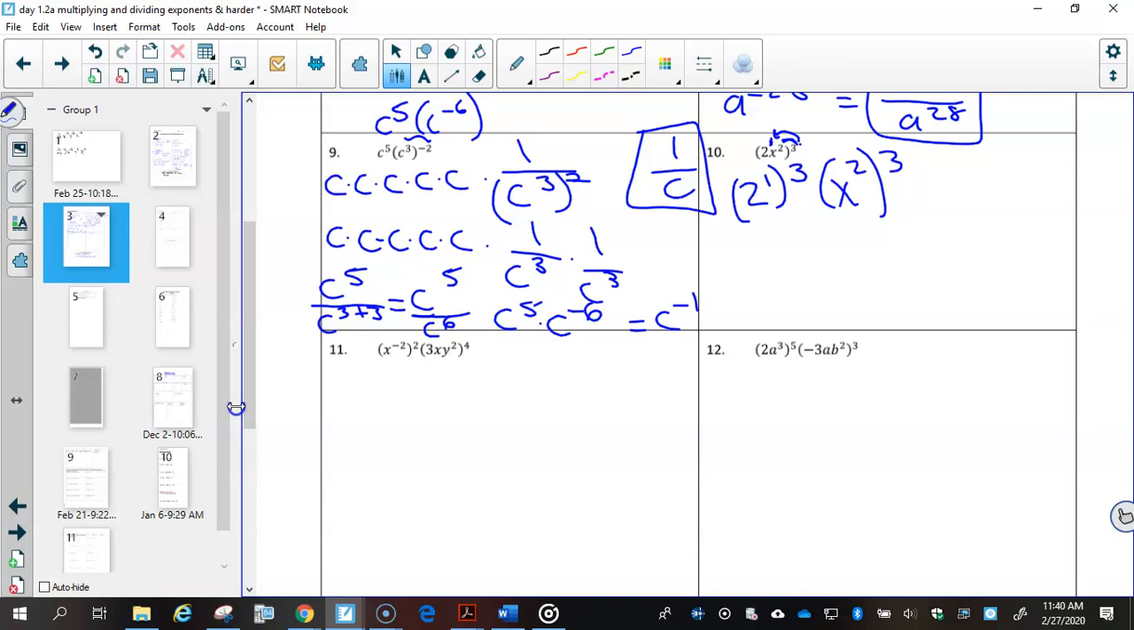You could separate it, you don't need to. I would do this only for practice so that you remember it goes to both and not just one of them. 1 times 3 is 3, so that'd be 2 to the 3rd. 2 times 3 is 6, so that'd be x to the 6. What's 2 to the 3rd? 8.